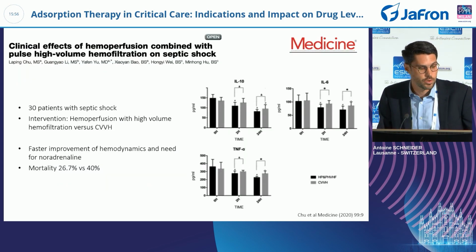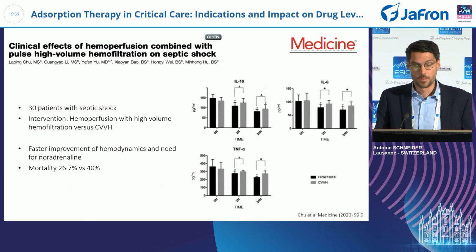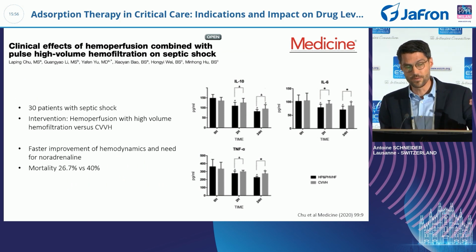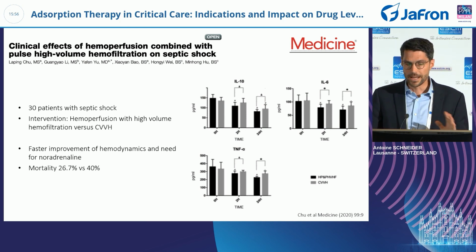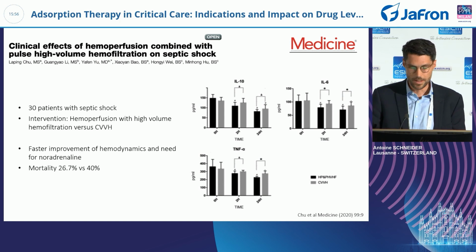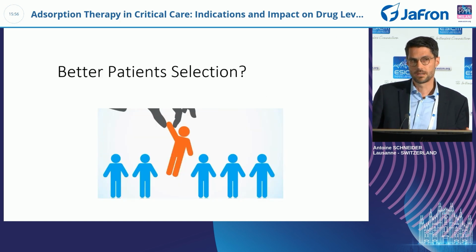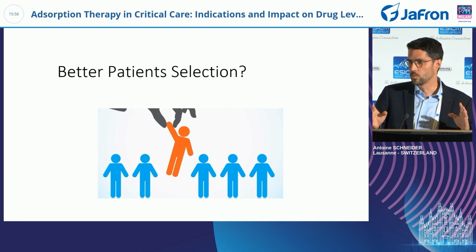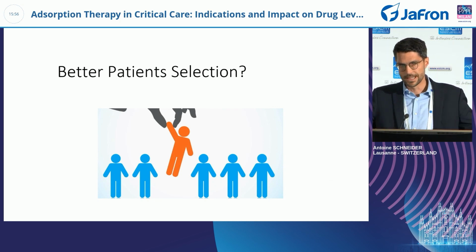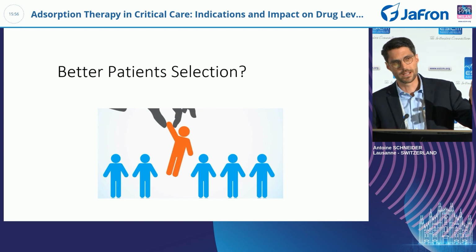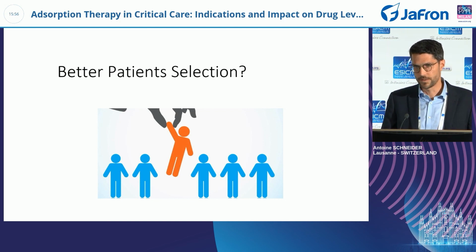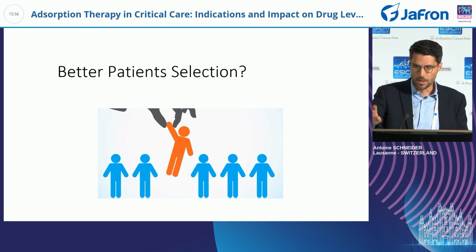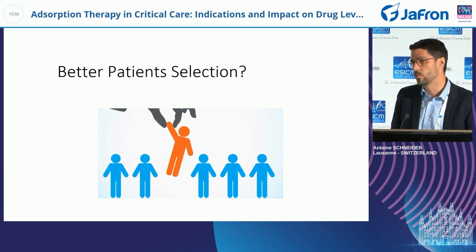A more recent trial in patients with septic shock compared this time hemoperfusion with high-volume hemofiltration versus CVVH. This study showed a minor decrease, but statistically significant in all the different pro-inflammatory cytokines and a faster improvement of hemodynamics. I think the key here is how to select the patient that would benefit from the therapy. I guess clearly if we take any septic patient, put them on the adsorber, it's unlikely that all of them will benefit. We need to demonstrate that some, and cherry pick those that will benefit.